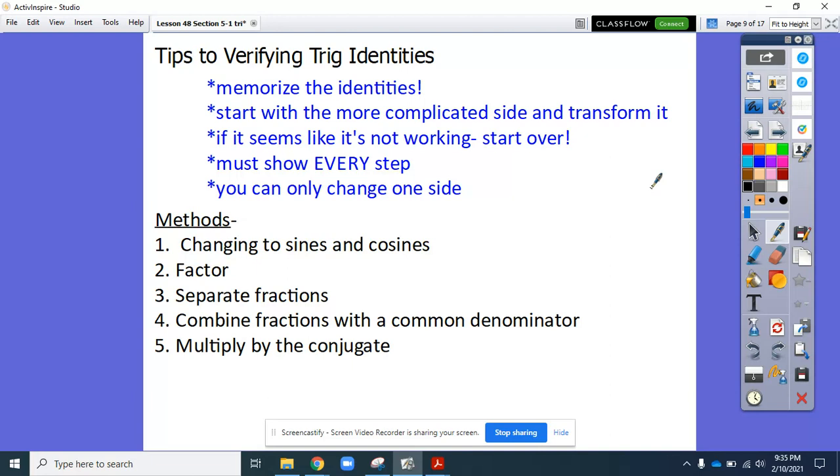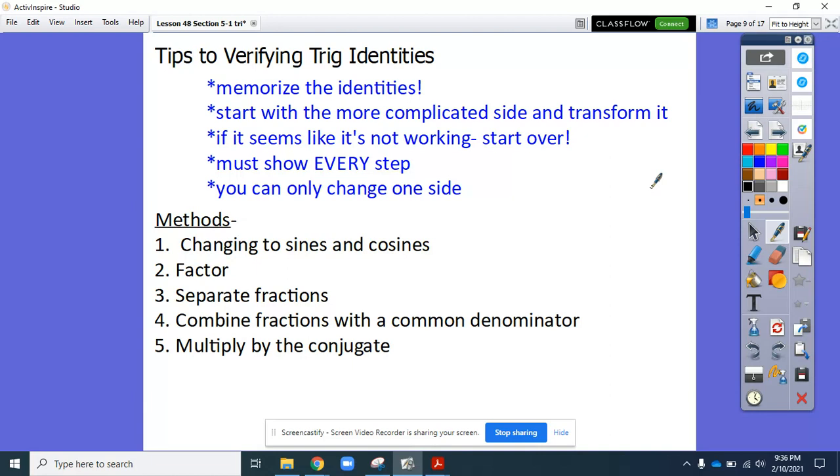And then notice that last thing says you can only change one side. We don't want to end up with kind of a hot mess that we're dealing with. So you're going to keep one side as if it's written in stone, and you're going to have to deal just with the other side. We have 5 methods that we can use while we're doing this.